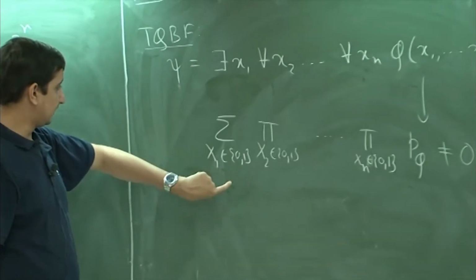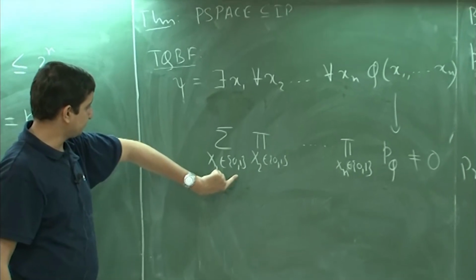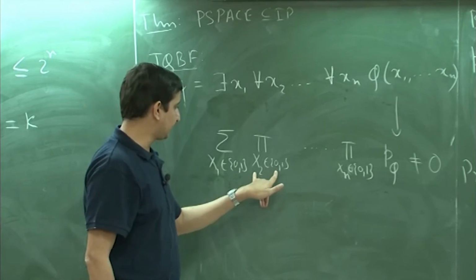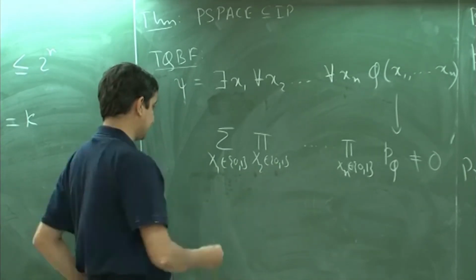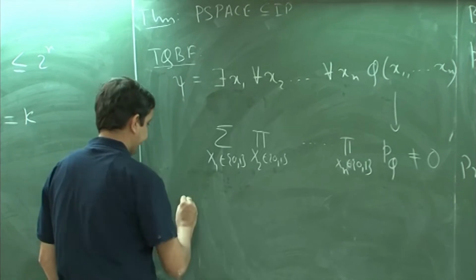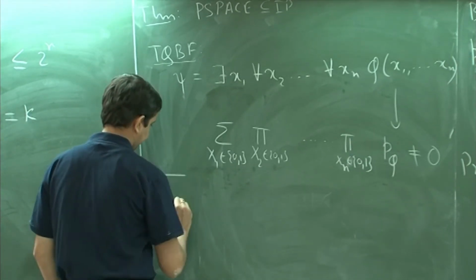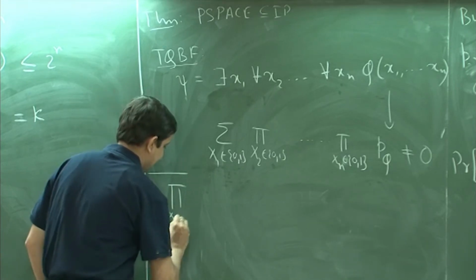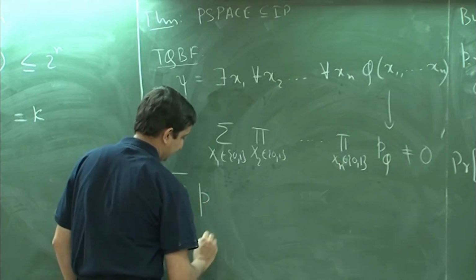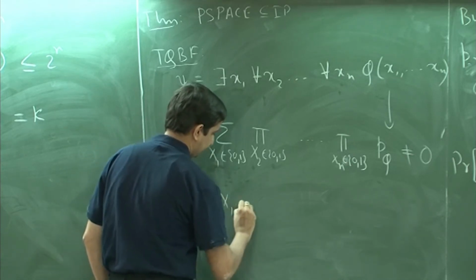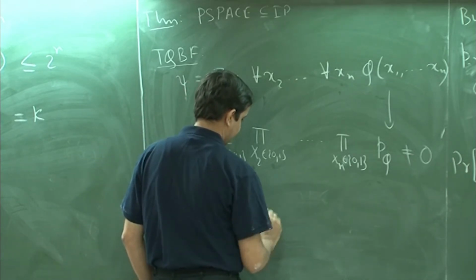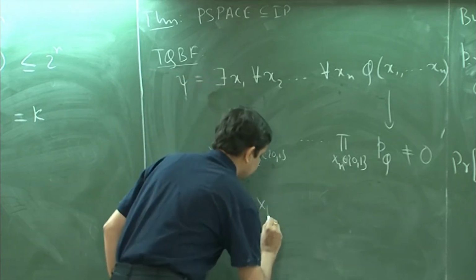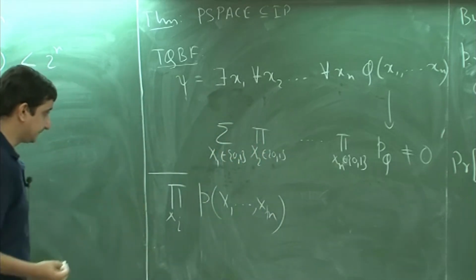So, here, when we are summing up over a variable, we have no problem, but when we are taking the product over this variable, we are basically doing something like this. Suppose we do a product over xi of a polynomial p on x1 through xn. So, what does this mean?